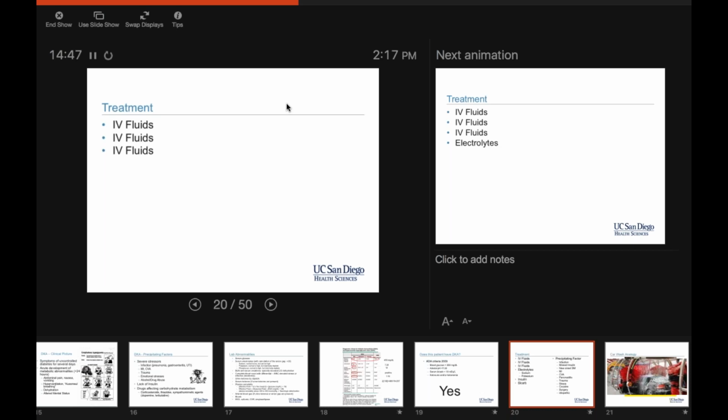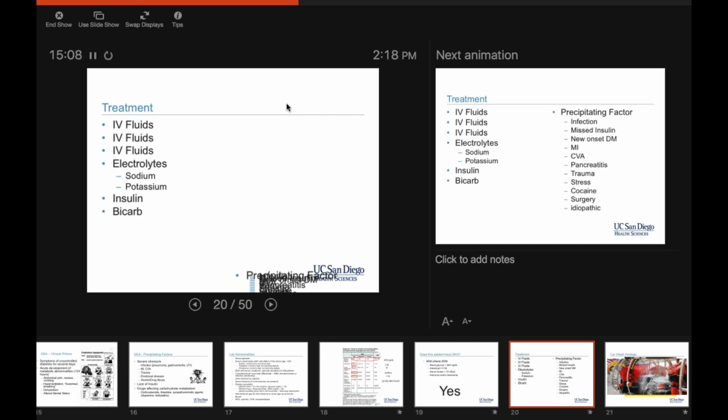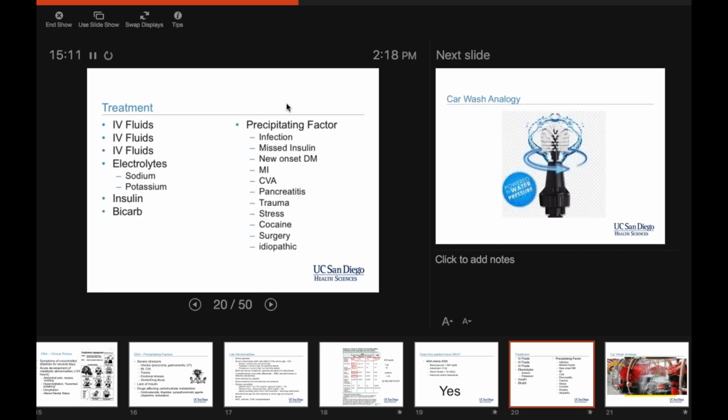I'll give you a hint. It's not insulin. It's your electrolytes, okay? Particularly your sodium, potassium. Then we can consider insulin, okay? That potassium, remember, is going to start moving. You do not want it to move until you're ready. So make sure you have your potassium replete before you start adding insulin. And then, of course, bicarb if your pH warrants it and you don't want to miss your precipitating factor. Okay? Fluids, electrolytes, then insulin.